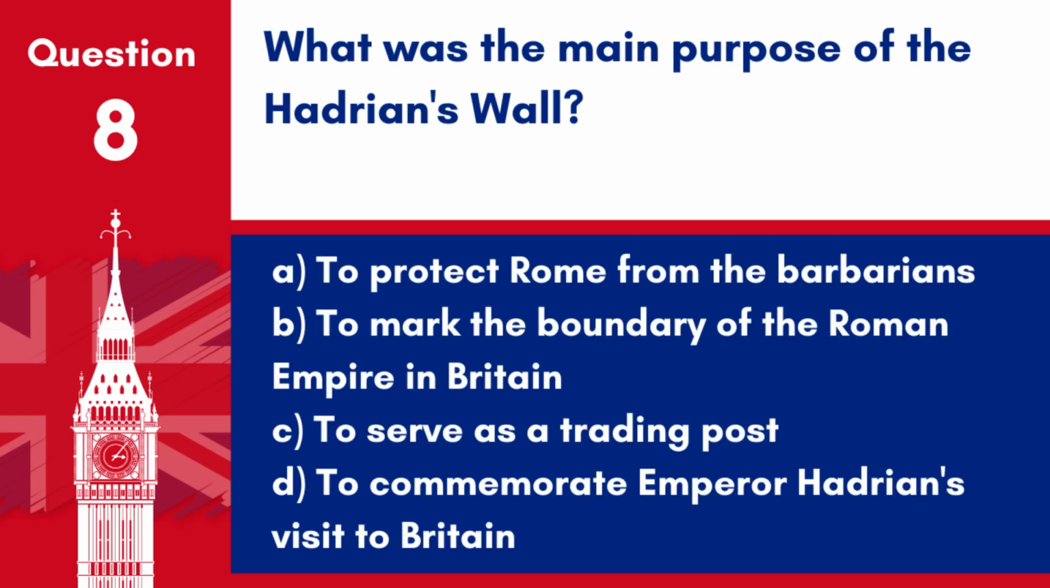Question 8. What was the main purpose of Hadrian's Wall? A. To protect Rome from the barbarians, B. To mark the boundary of the Roman Empire in Britain, C. To serve as a trading post, D. To commemorate Emperor Hadrian's visit to Britain? Answer: B. To mark the boundary of the Roman Empire in Britain. Hadrian's Wall was built to mark the northern limit of Roman Britain and to keep out the Picts.